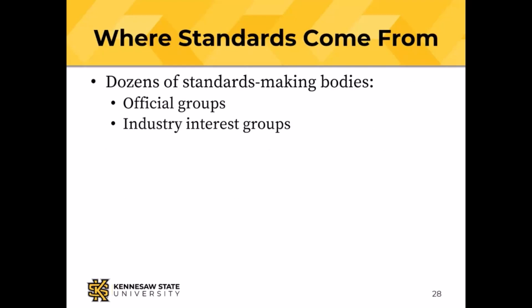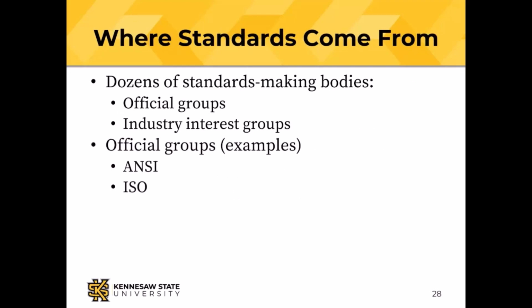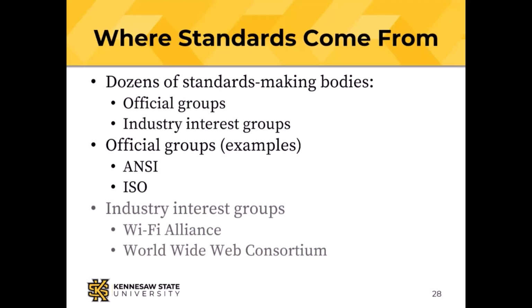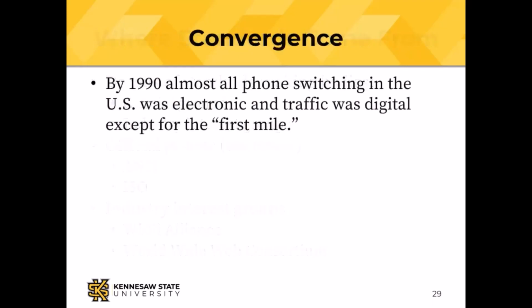Standards come from either official groups or industry groups. Official groups include the American National Standards Institute, which is not a government group, but it is government chartered, and the International Standards Organization. Interest groups include things like the Wi-Fi Alliance and the World Wide Web Consortium. There are a bunch of them.